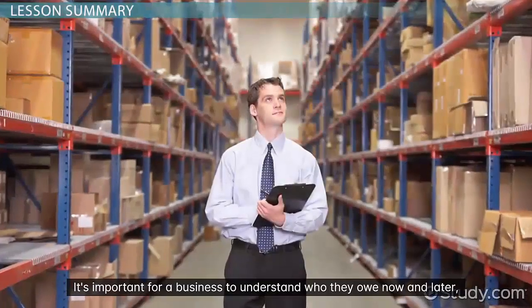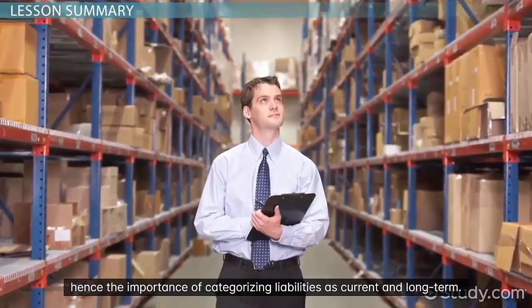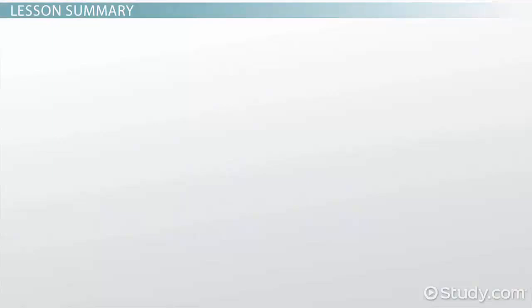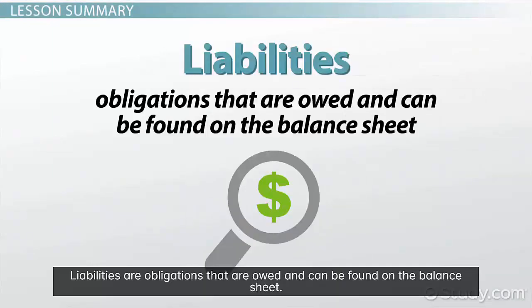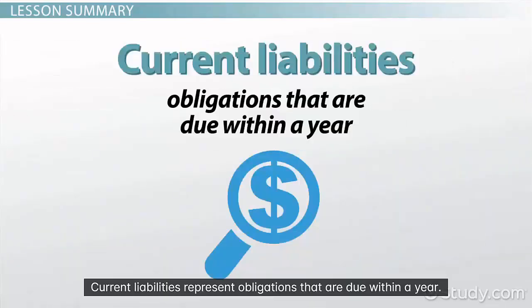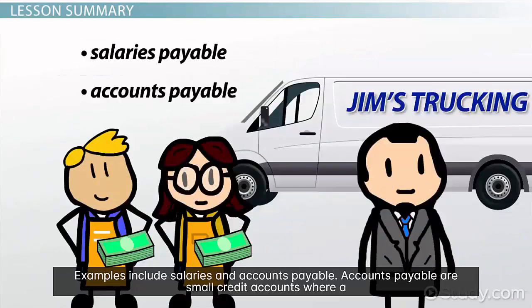It's important for a business to understand who they owe now and later, hence the importance of categorizing liabilities as current and long-term. Liabilities are obligations that are owed and can be found on the balance sheet. Current liabilities represent obligations that are due within a year. Examples include salaries and accounts payable.